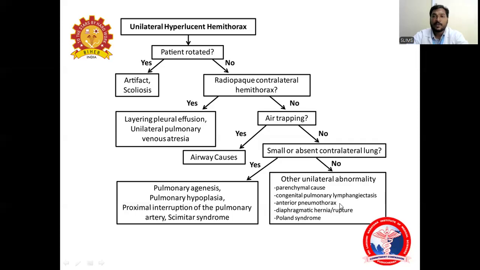And in case of pneumothorax, the air will collect in the pleural space, and there will be absence of bronchovascular markings. The other congenital causes include congenital pulmonary lymphangiectasia and parenchymal causes. It may be acquired, or there may be congenital causes that may cause unilateral hyperlucent hemithorax. Thank you.